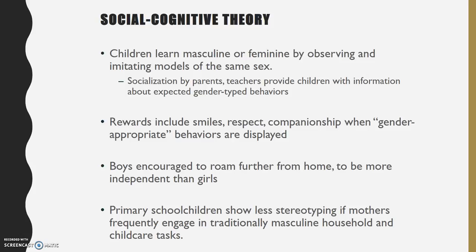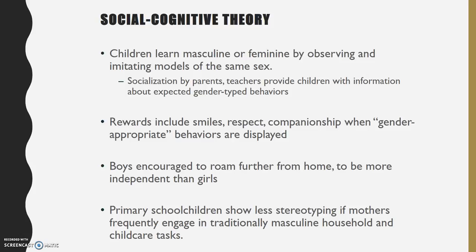Okay, social cognitive theory. This is where the behaviors of others start to affect how we react and how we behave. The idea here is that children learn masculine or feminine behavior by observing other people and by imitating the models of the same sex. So if we have a male role model and we're male, we're going to observe and emulate what he's doing. If we have a female role model and we're female, we're going to emulate what they're doing.